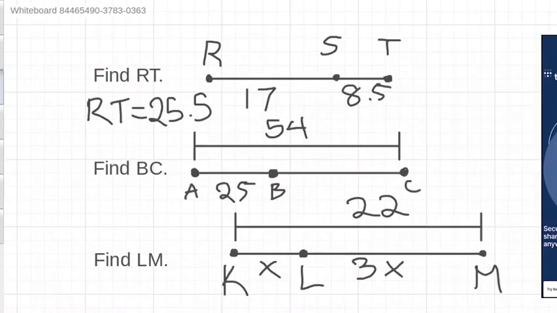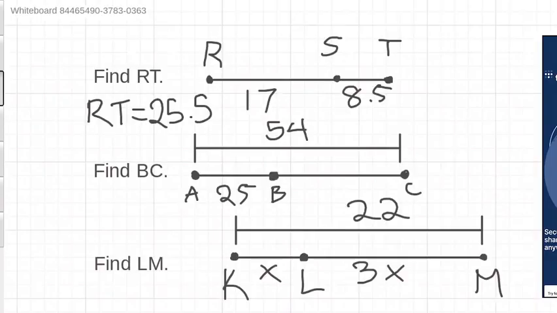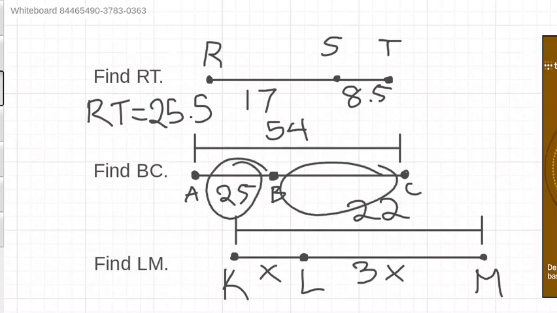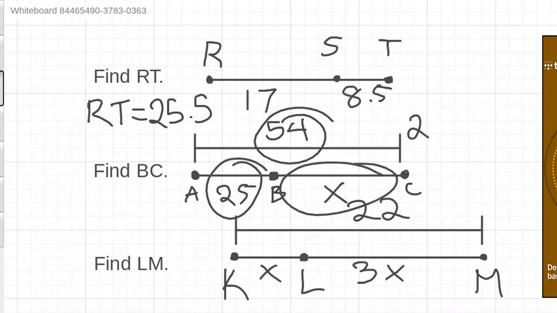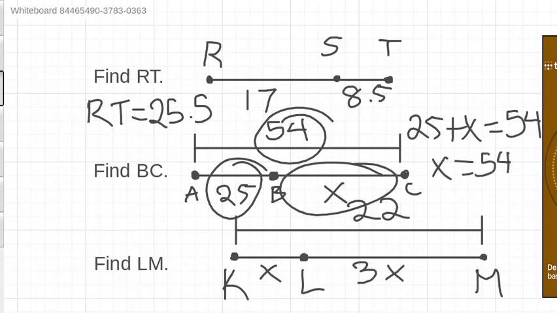Alright, now we're going to find BC. So for this one, we have the whole line segment AC and only one part of the line segment. So we have AB, but we don't have BC, but we have 54, which is AC. So BC we're going to label as X. And we know that 25 plus X should equal 54. X would equal 54 minus 25, which is just 29.